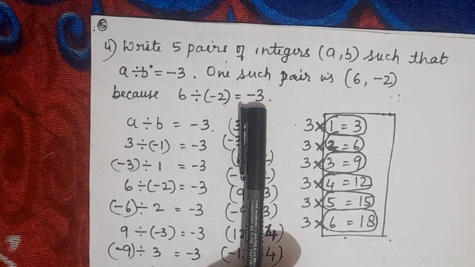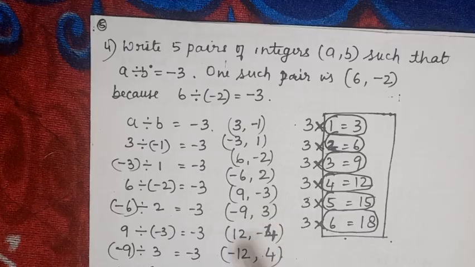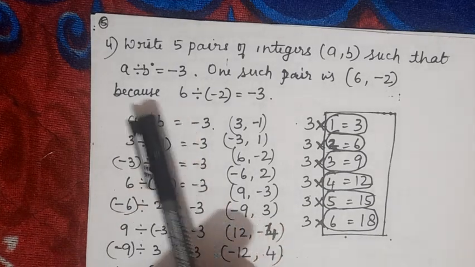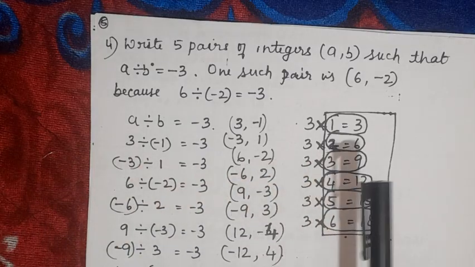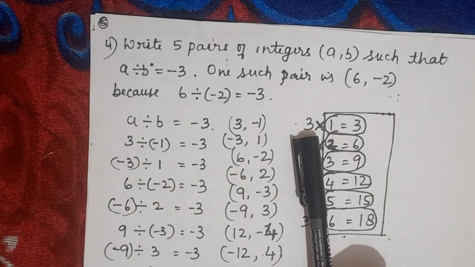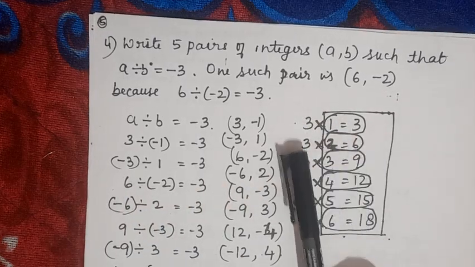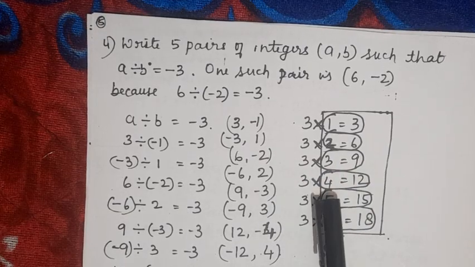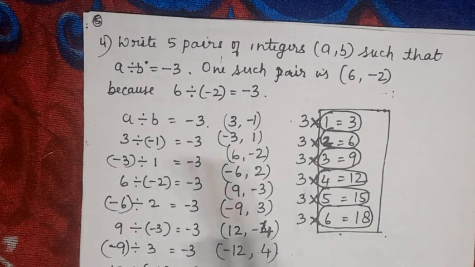One pair is given already. So now we have to find 5 pairs of such integers wherein you get minus 3 as the answer. Now you take 3 and you write the table of 3. Now 3 ones are 3, 3 twos are 6, 3 threes are 9, 3 fours are 12, 3 fives are 15, 3 sixes are 18.